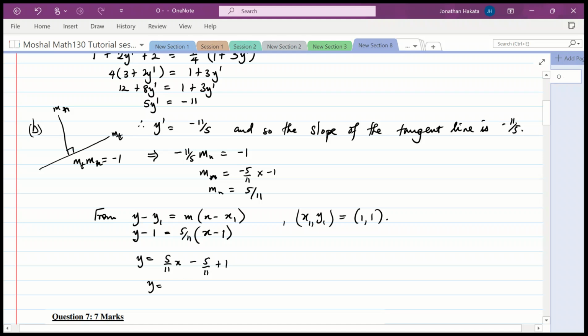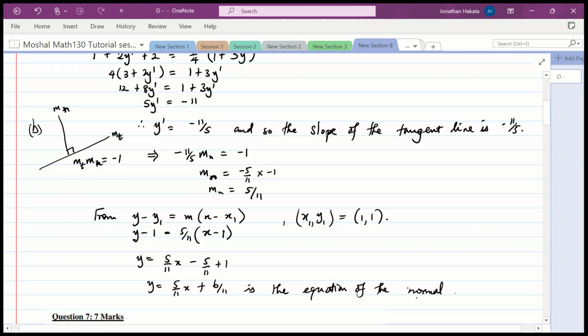So y equal to 5 over 11x. Yeah, this is 11 over 11. 11 minus 5 is plus 6 over 11. Is the equation of the normal line, sorry. Of the normal line.